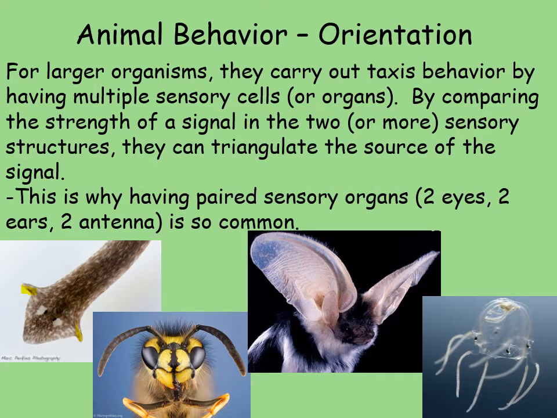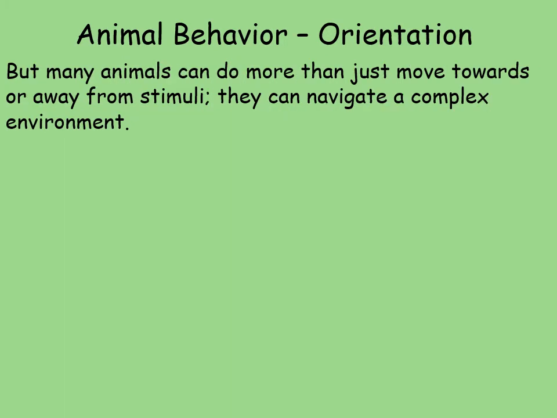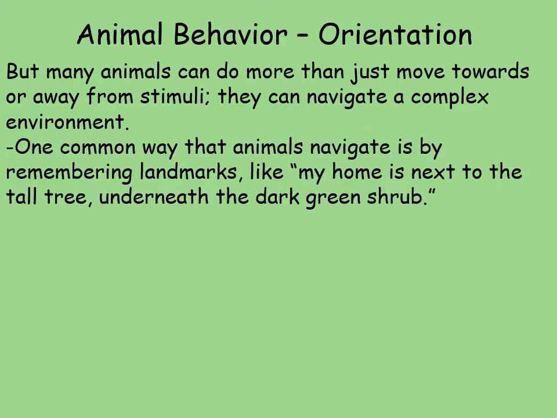Yeah, so this is why having paired sensory organs is so common across animal groups. But for many animals, they do more than just moving towards or away from a certain stimulus. They can navigate a complex environment. So one common way that animals navigate is by remembering landmarks. Like they might remember, my home is next to the tall tree underneath the dark green shrub.